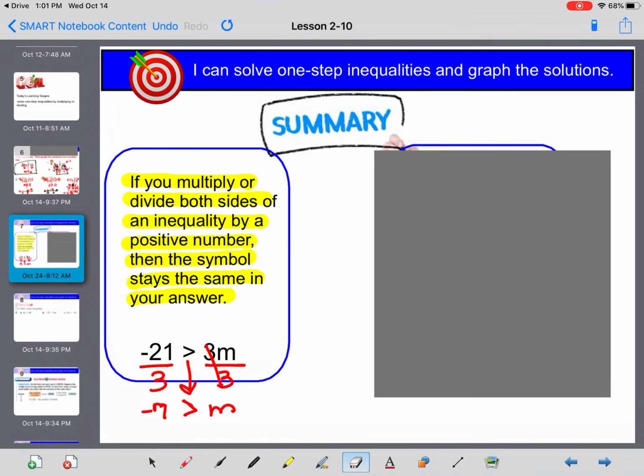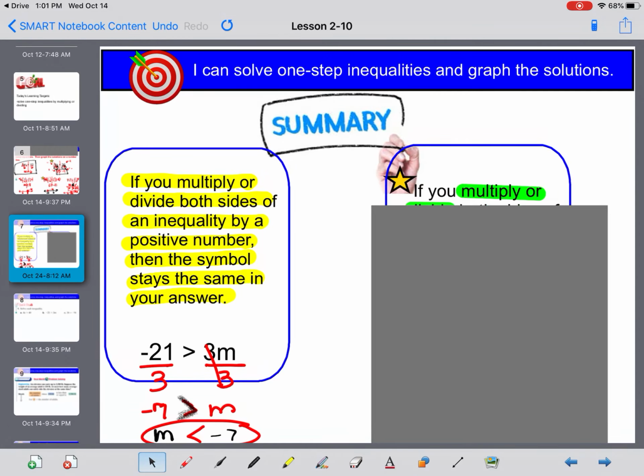Notice that this stayed the same. Now, does it switch because the m is on the other side? Yeah, this isn't in proper format, right? And so then for proper format, we would say this, like we learned before. And then we would say, oh, the negative 7 is bigger.